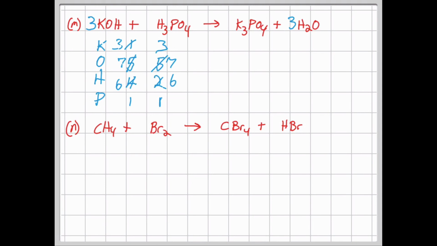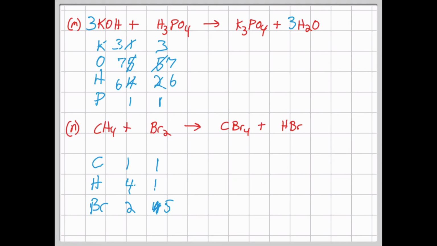Let's go ahead and write down our elements. We have carbon, hydrogen, and bromine. On the reactant side, we have 1 carbon, 4 hydrogens, 2 bromines. On the product side, we have 1 carbon, we have 4 bromines, and we have, oh, no, we don't have 4. We have 5 bromines, and we have just 1 hydrogen. So when we're looking at it and we see that we have an even number and an odd number, we need to bring that even up to make it balance out.